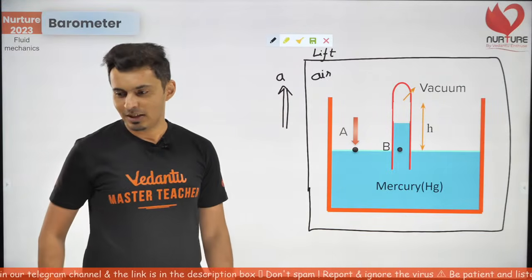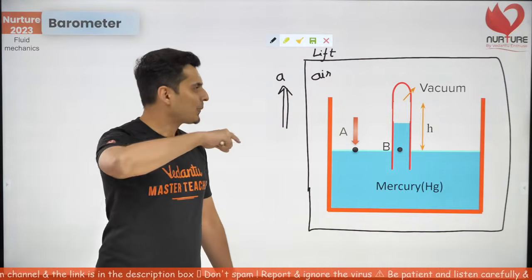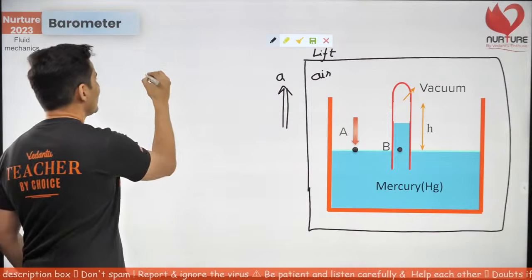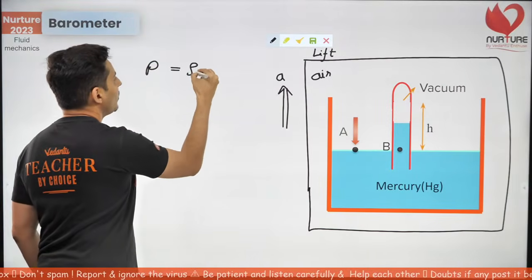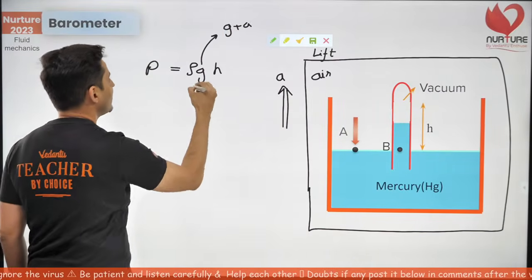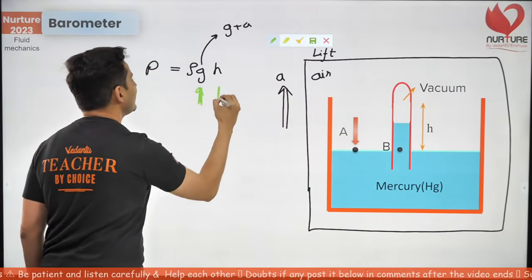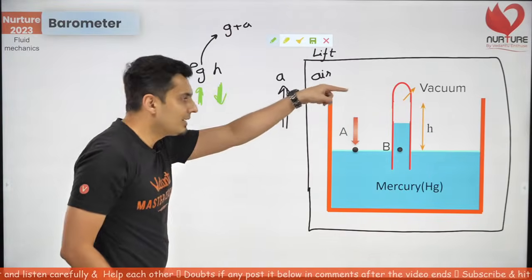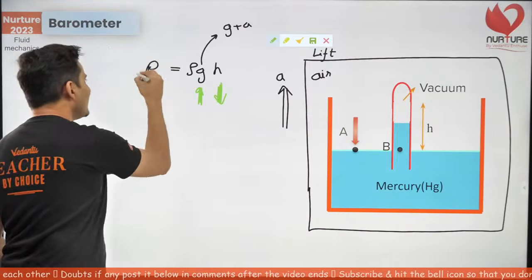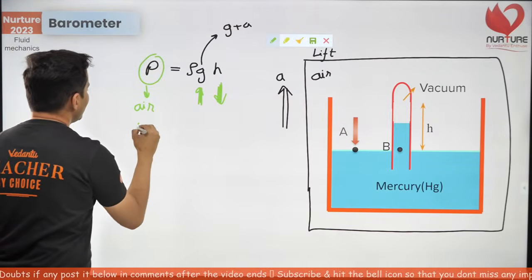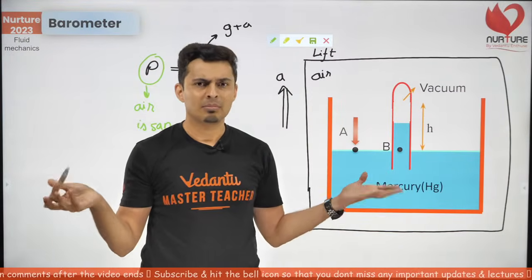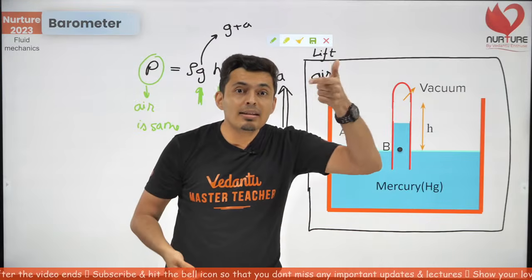Interesting. Very good. Congratulations. So, if it accelerates upwards, what do you think will happen? Yes, NV18. If you look at this equation, P is equal to rho GH. G will no longer remain G, it will become G plus A. That means this has increased. That means H has decreased. So it will decrease. It will not remain constant. The air is the same. There is no change. It will be P naught. But you will see less than 76.